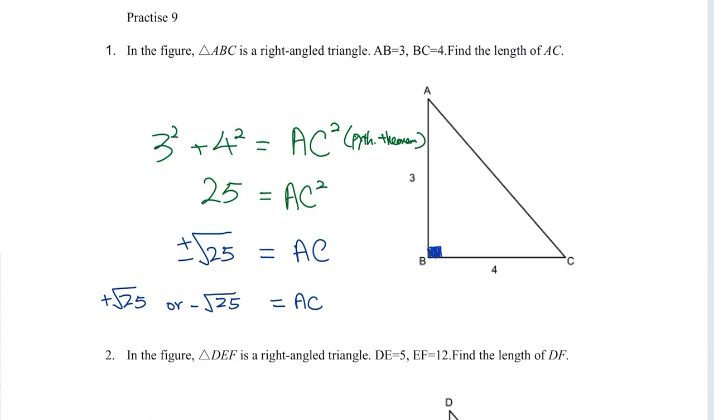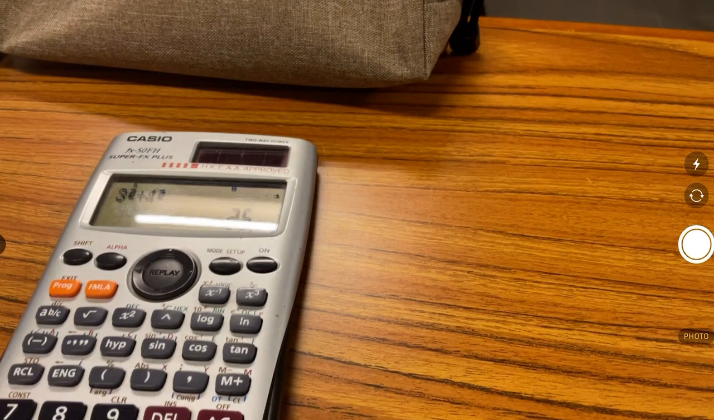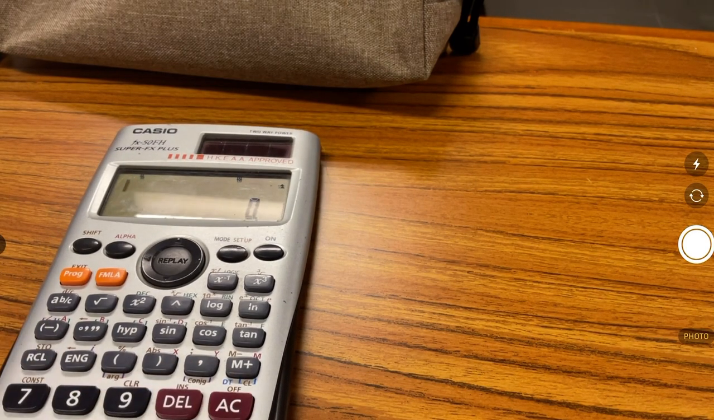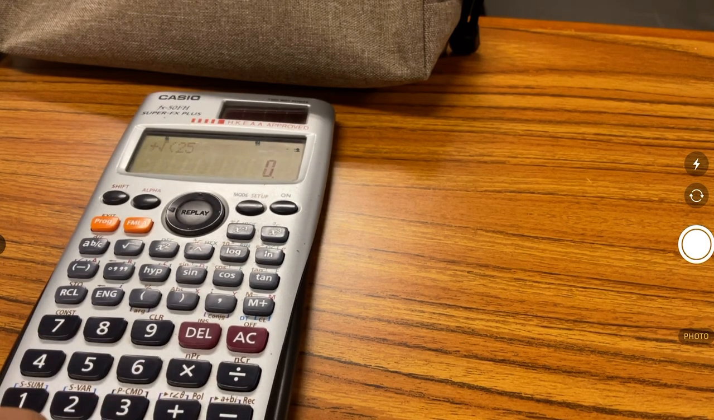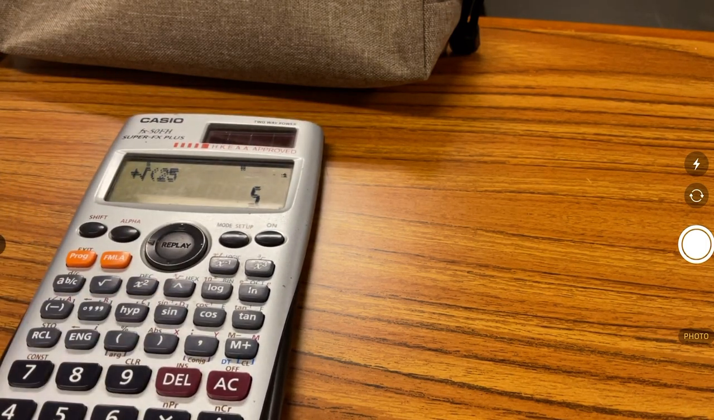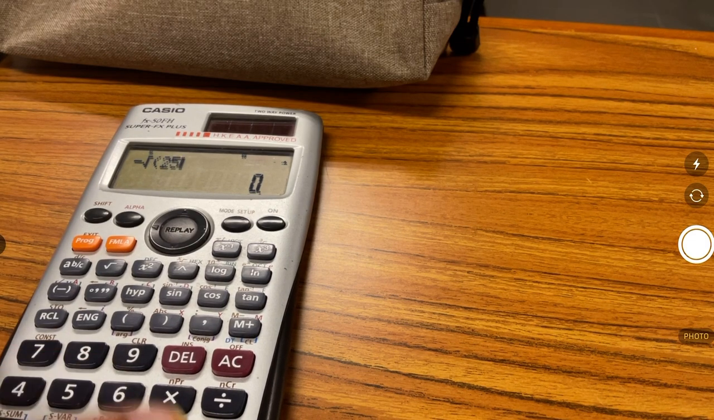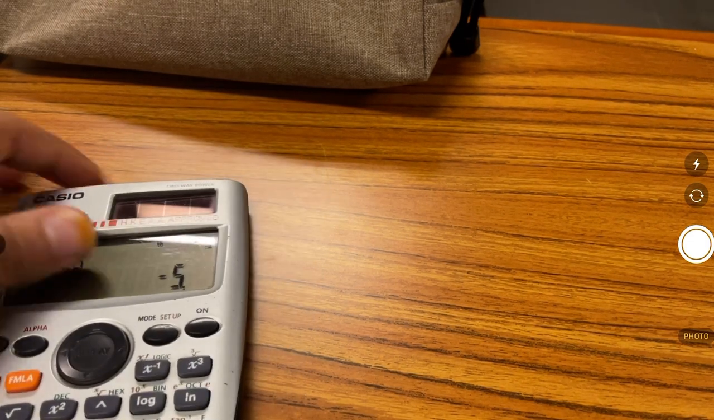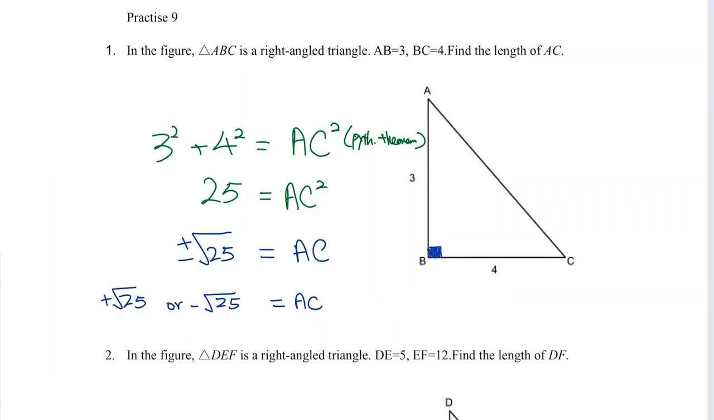How do I do this? You can click calculator first. You have AC first, positive square root 25. Execute, you get the answer 5. How about the negative one? You can also click it now. So it's AC first, negative square root 25. You get a negative 5 answer. So because of the positive and negative, it's 5 or negative 5.